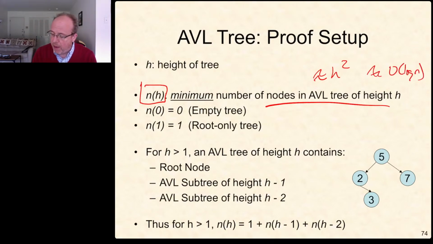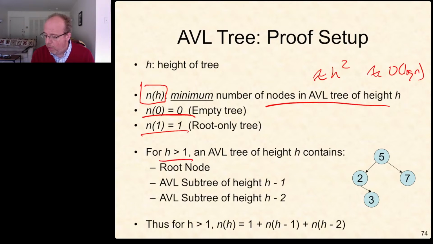So in an empty tree, obviously n0 is 0. The minimum number of nodes in an empty tree is 0. The minimum number of nodes in a tree that's 1 high is just a single node, 1. So these are the base cases of our recursive proof.